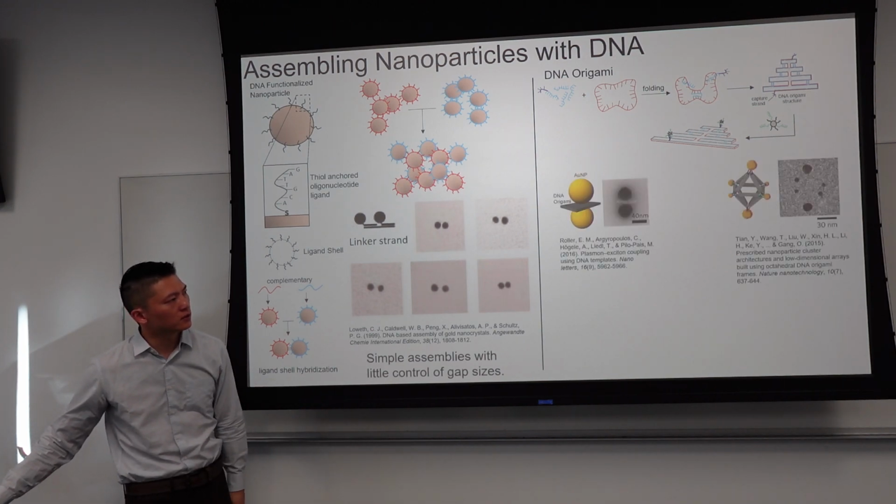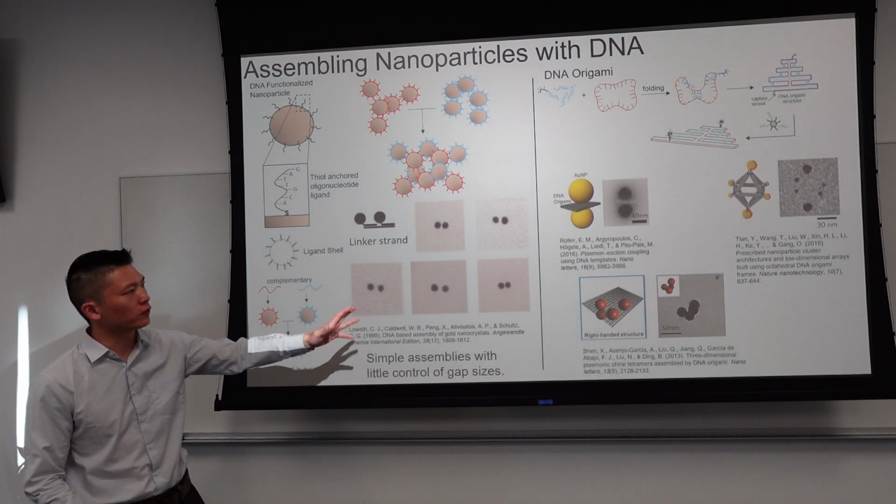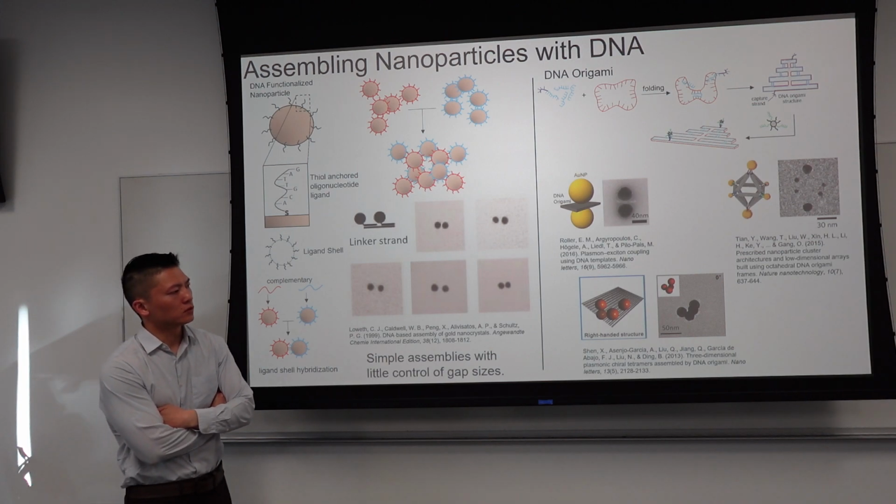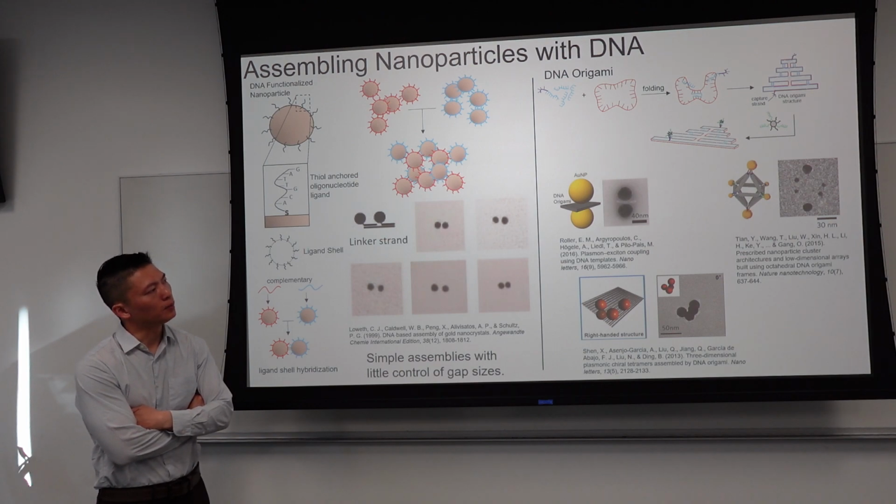And people have done this. They've created different nanoparticle assemblies using DNA origami. This is a common way to do so. Bottom up and relatively easy.